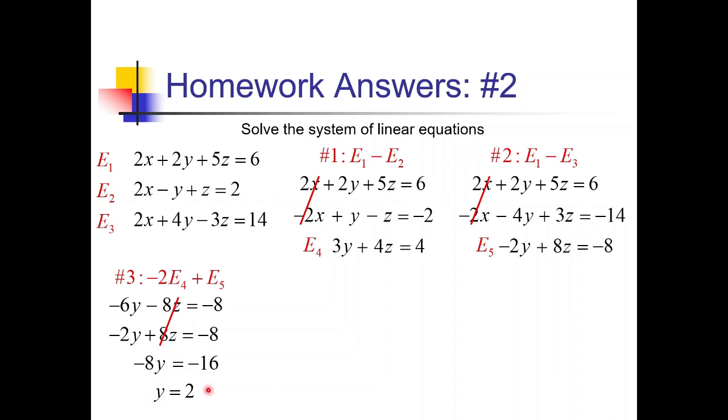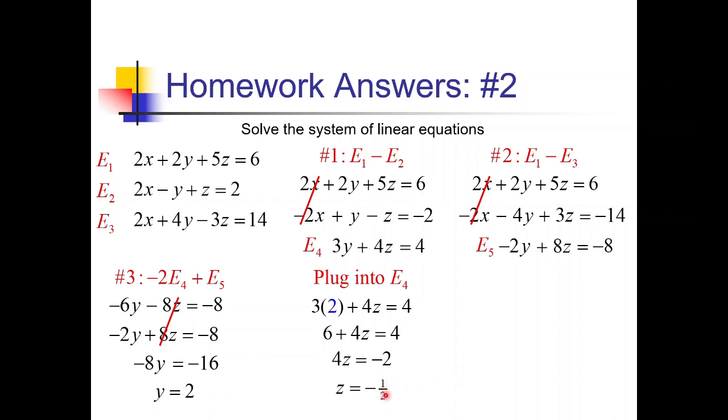Now that I have one of my variables, I'm going to plug that back into one of these equations to get another variable. I'm thinking E4 looks a little bit easier to plug things into. So I'm going to plug 2 in for y in E4. So that gives me 3 times 2 plus 4z equals 4. So that's 6 plus 4z. And if I subtract 6, that's -2 over there. And now if I divide by 4, I've got -1 over 2 if I reduce that. And I probably should. Okay, so now I have y and z.